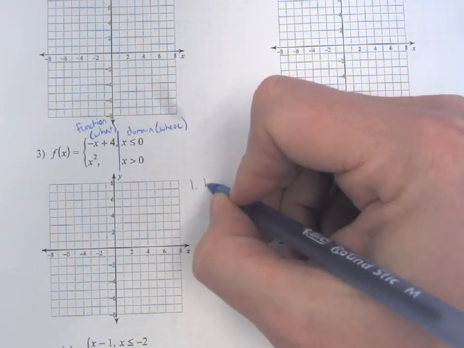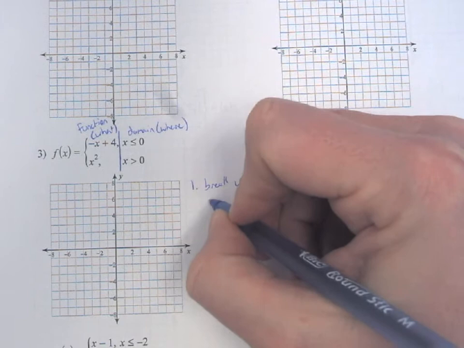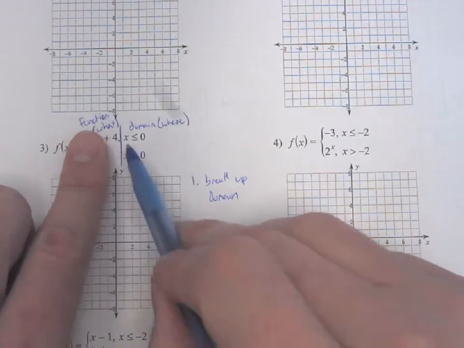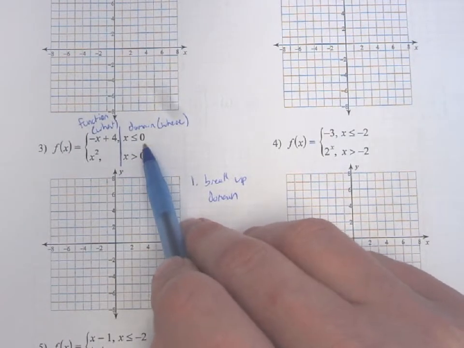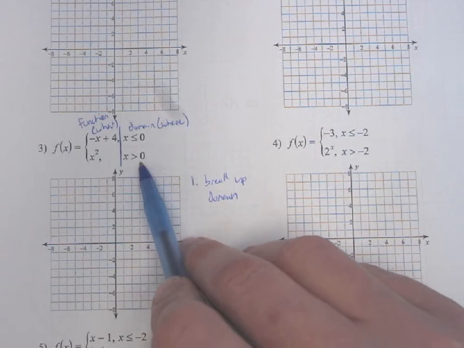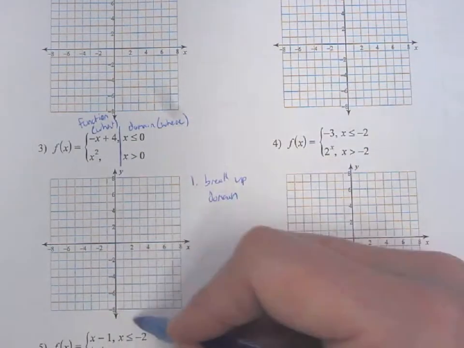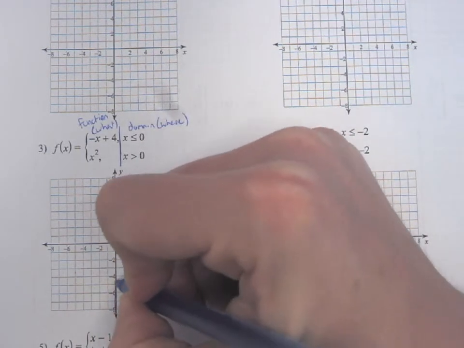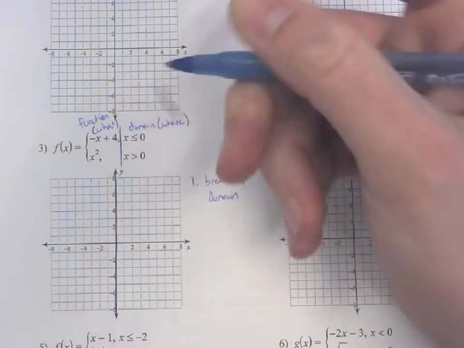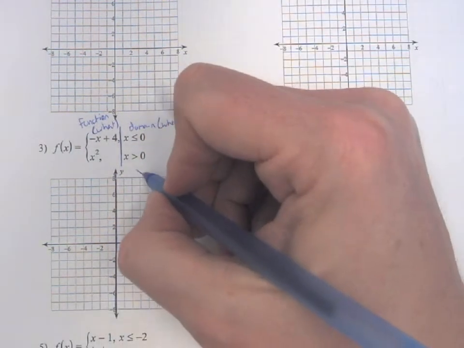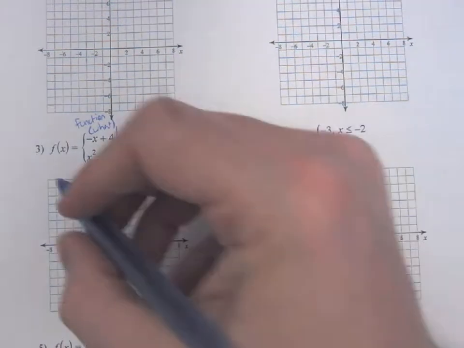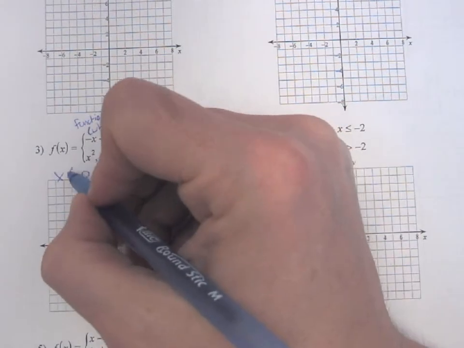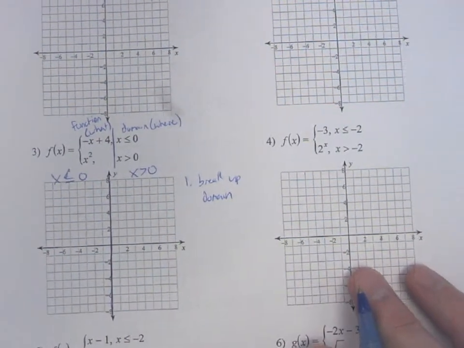So step 1, break up the domain. Notice if I'm just looking at the domain, I have two sections. I have the section where x is greater than or equal to 0, and I have the section where x is less than 0. So I'm going to put a line here. Of course there's already the y-axis here. On the right-hand side of the y-axis, I'm living in this section, and on the left side of the axis, I'm in this section. This is all the stuff where x is greater than 0. This is all the stuff where x is less than 0. So two different spots where my graph's going to live.